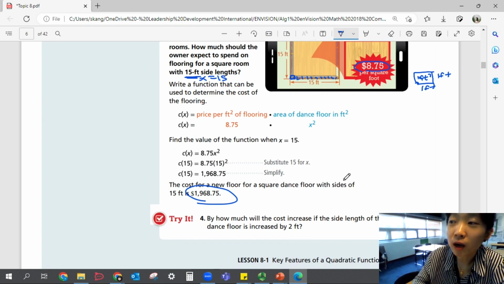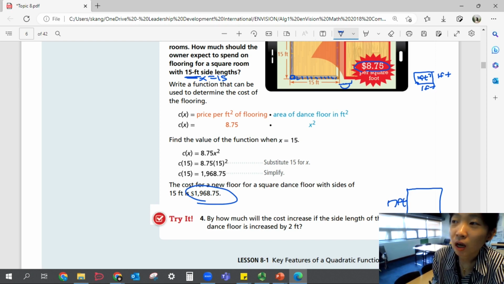By how much will the cost increase if the side length of the dance floor is increased by 2 feet? So instead of 15, we have 2 feet increase per side, right? So what's 15 plus 2? 17. Now we have 17 by 17 feet. Can you use the same equation? Yes, you can. Your x is just 17 instead of 15.